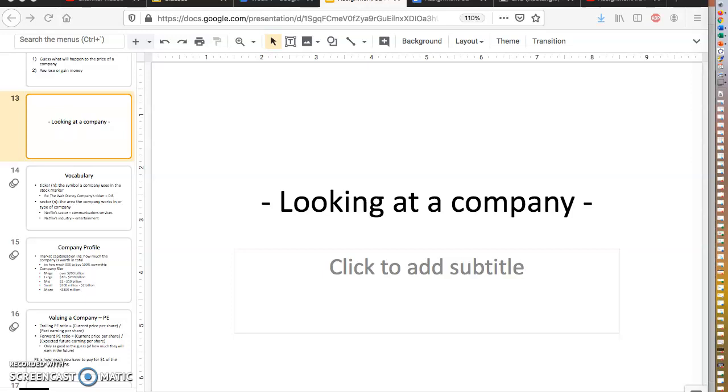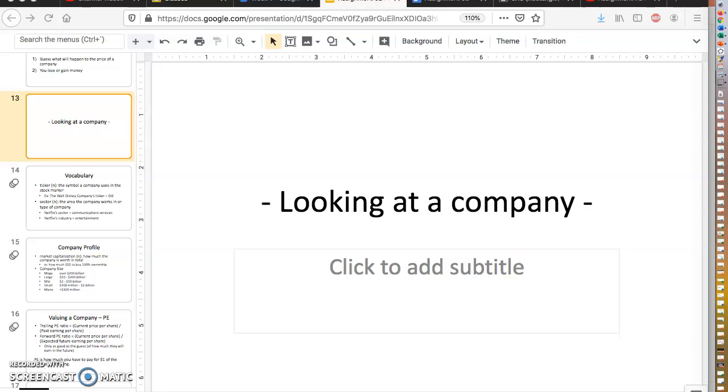Welcome back to part two on this PowerPoint looking at the stock market. You are going to be looking at a specific company that you choose in a worksheet. This next section will help you on that worksheet and will just help you in general understand how people look at stocks.